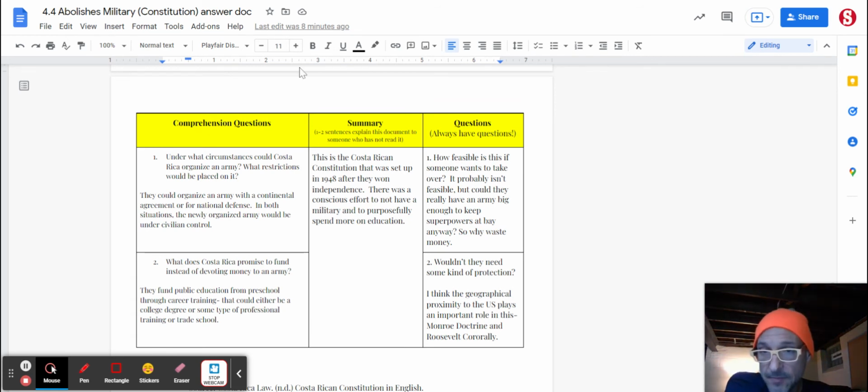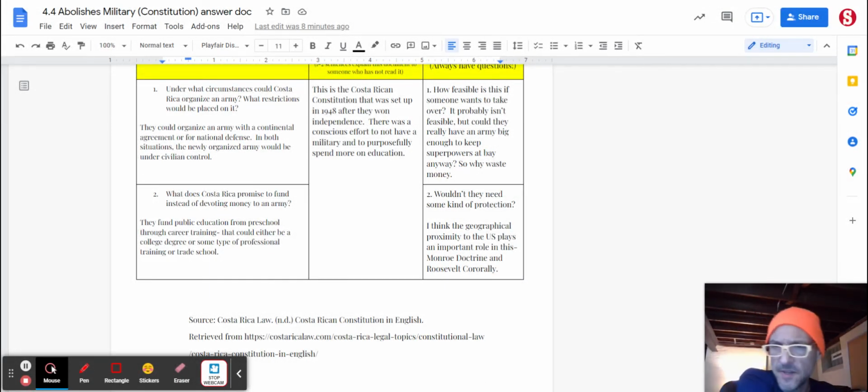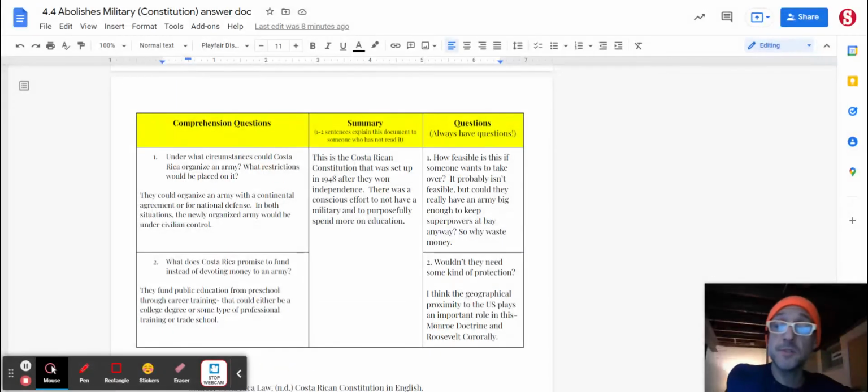Under what circumstances could Costa Rica organize an army, and what restrictions would be placed on it? Well, that's up there, right? Contextual evidence says they could organize an army with a continental agreement or for national defense, but in both situations, the newly organized army would be under civilian control. And two, what does Costa Rica promise to fund instead of devoting money to an army? Well, that would be education, and they even promise 6% of their entire gross domestic product.